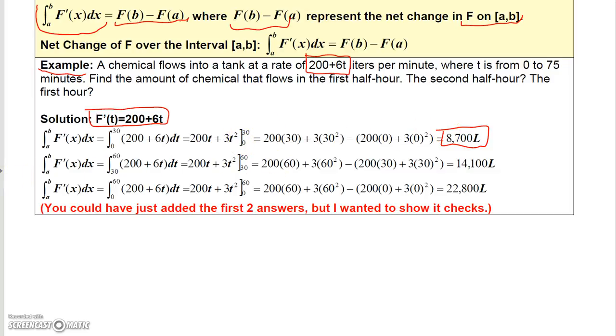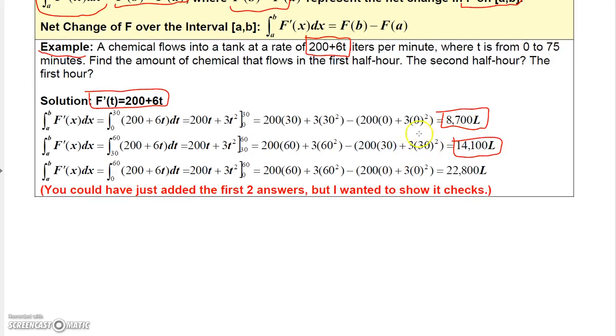Well, then if you evaluate it for the second half hour, you would evaluate the same function from 30 minutes to 60 minutes, and you would get 14,100. So in other words, during the first half hour, the net change was 8,700 liters. During the second half hour, the net change was 14,100 liters.